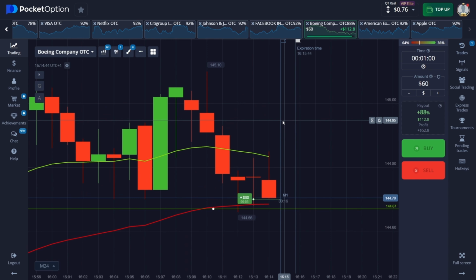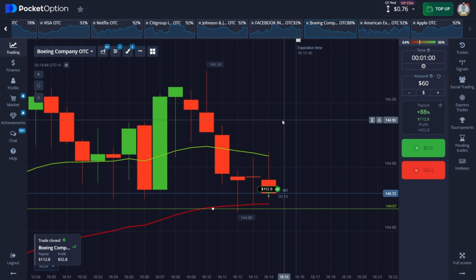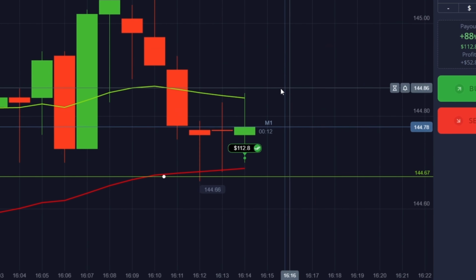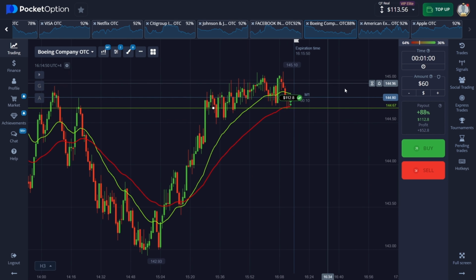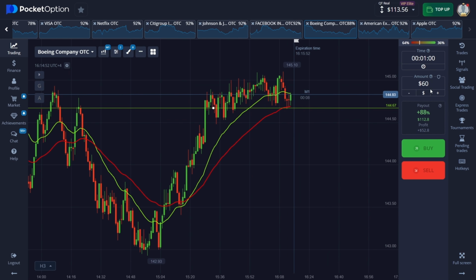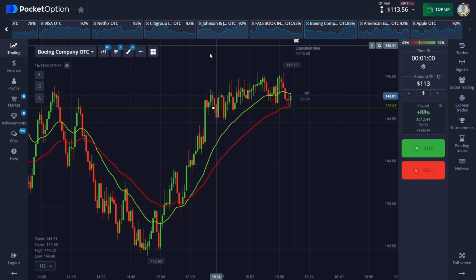Only a few seconds left, and it looks like a win. Yes, it's risky, but we won this trade. Now my balance turns into $113, and you'll see the current candle has turned into a green candle. Okay, let's find another trade.